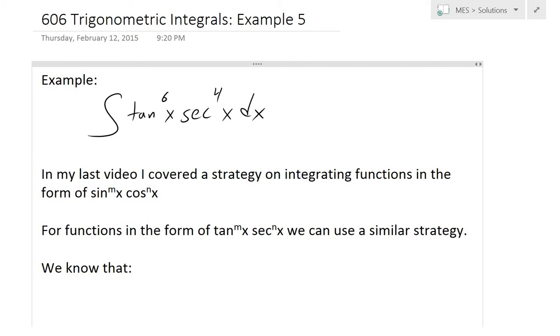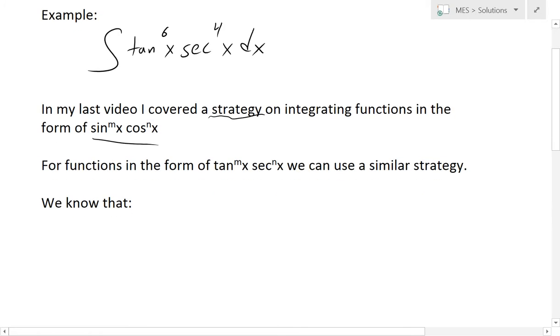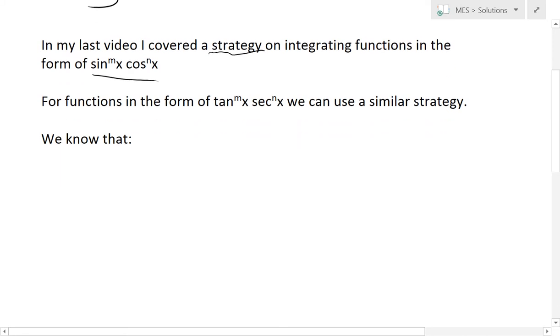In my last video I covered the complete strategy on integrating functions of the form sine to the power of m times cos to the power of n, where m and n are integers greater than or equal to 0. For functions of the form tan to the power of m times secant to the power of n, such as this 6 and 4, we can use a similar strategy. We know that the derivative of tan of x, which I showed in my earlier video, is secant squared of x.